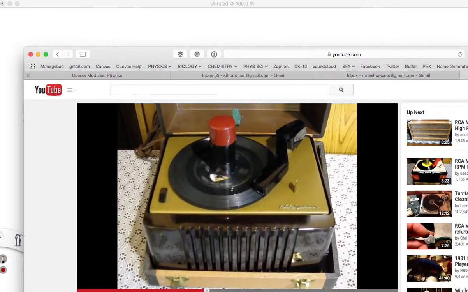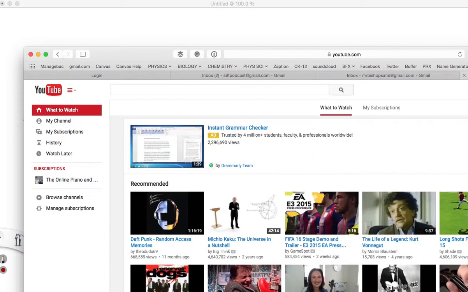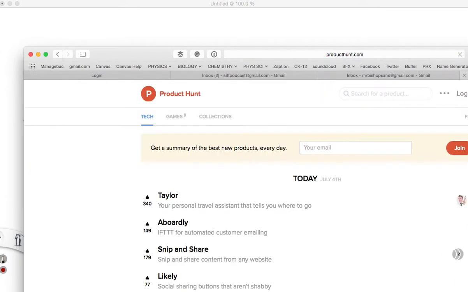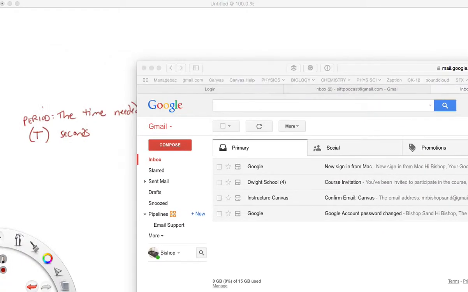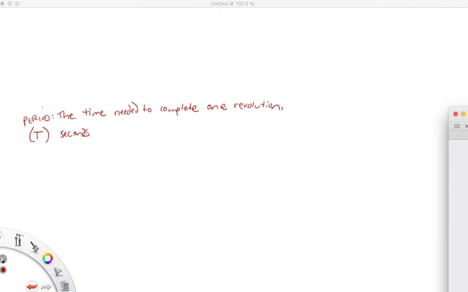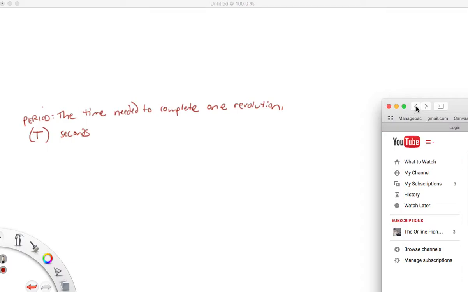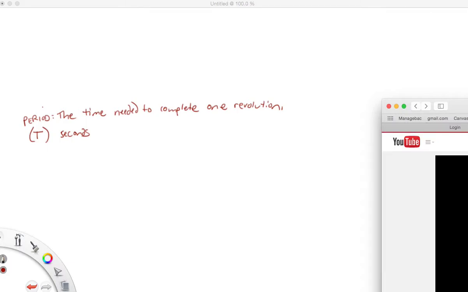Okay, this is a record player. Oh my god, what's going on here? Got glitches all over the place. For some reason, I can't pull this up right now. What just happened? Okay, I don't want this, I want that. Apologies.